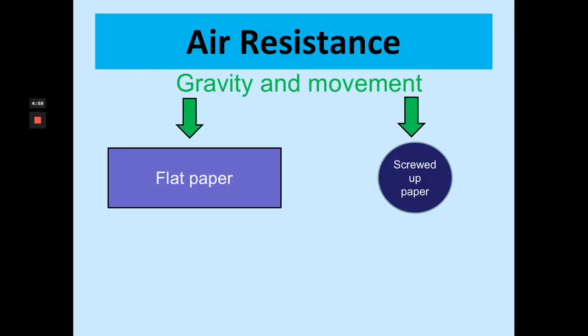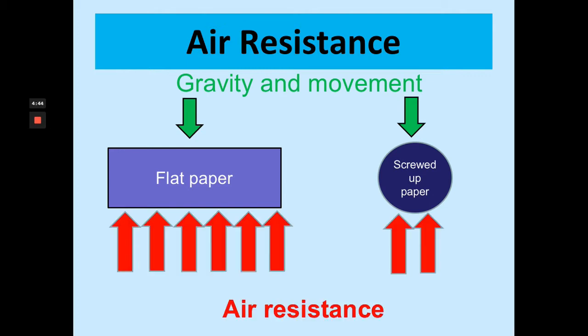So what do we think happened when we dropped our two pieces of paper? If this rectangle represents the flat paper and the circle represents the screwed up piece of paper, we can see we've got gravity and movement pushing both down, haven't we? But here you can see the air resistance, and the air resistance on the flat piece of paper is greater because it has a bigger area. The screwed up piece of paper is smaller, has a smaller area, so the air resistance is less, which is why it dropped down so fast.